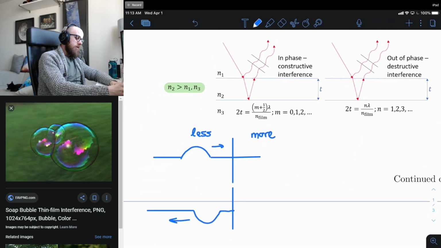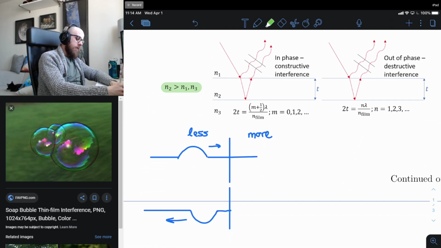But when the light ray, so let's focus on this light ray right here, let's say N2 is bigger than N3. So we're going from a more dense medium to a less dense medium. So let's see what happens there.